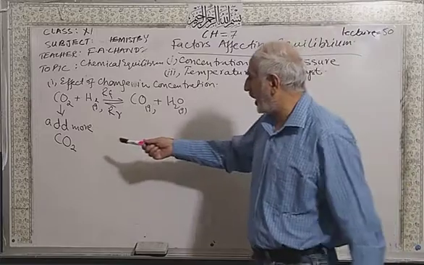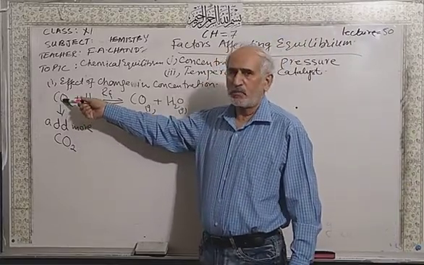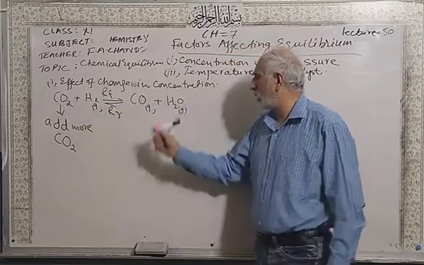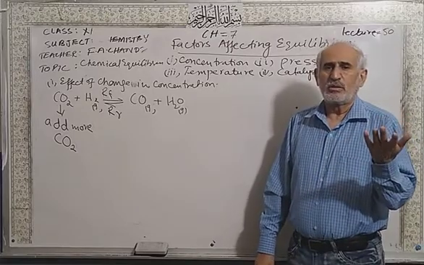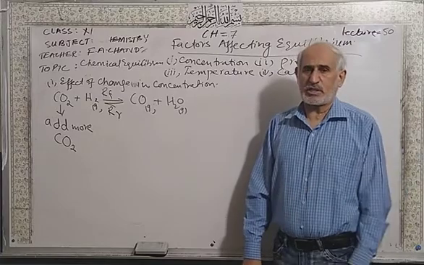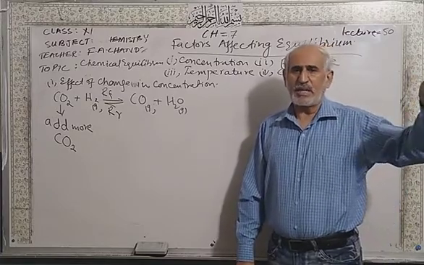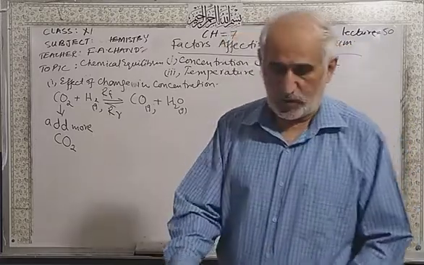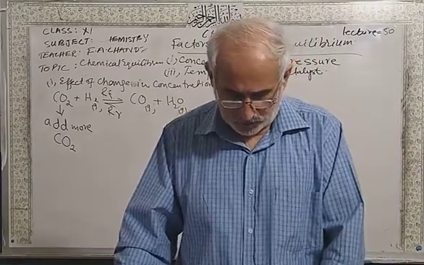After addition of carbon dioxide gas, the concentration is going to increase. So it reacts with the hydrogen to give more carbon monoxide and water, and the concentrations are going to be changed. Then the new equilibrium is going to be established with the new concentrations. So when we add something on the reactant side, the chemical equilibrium must go forward. The reaction must go towards the forward direction.